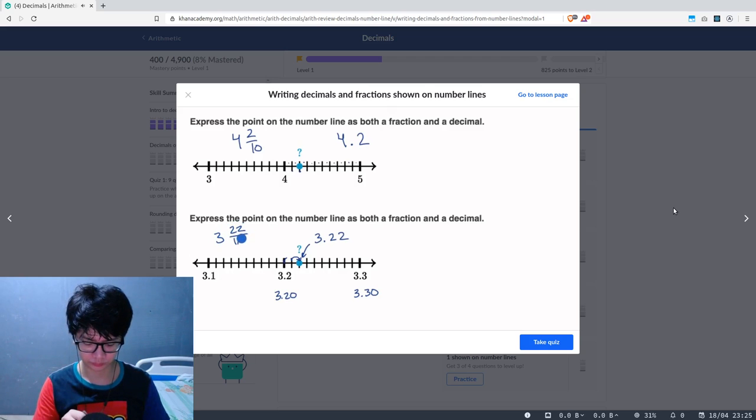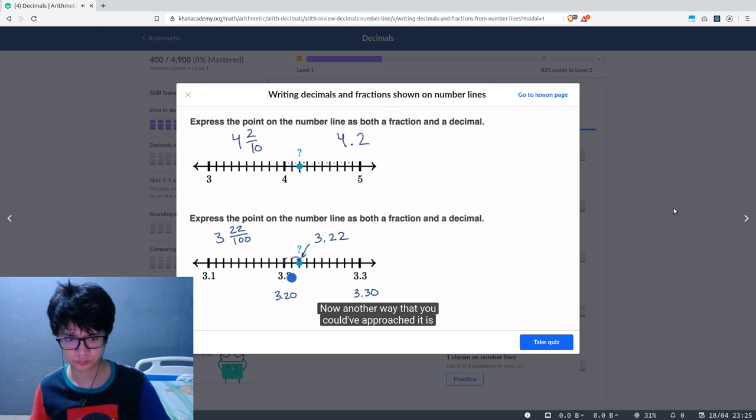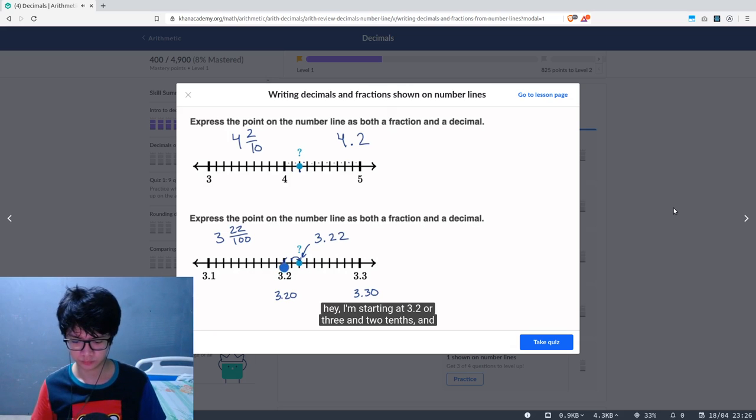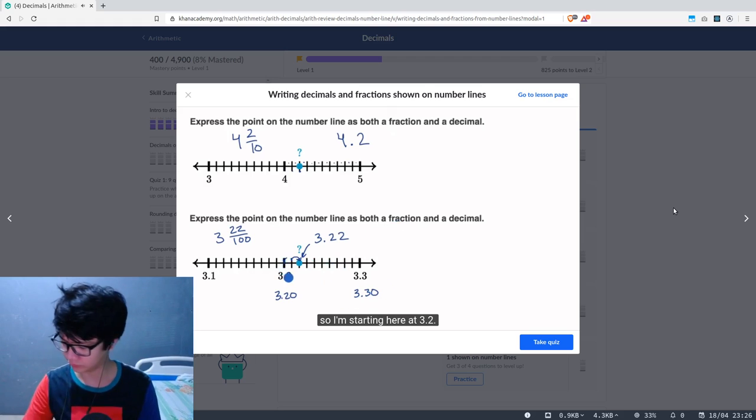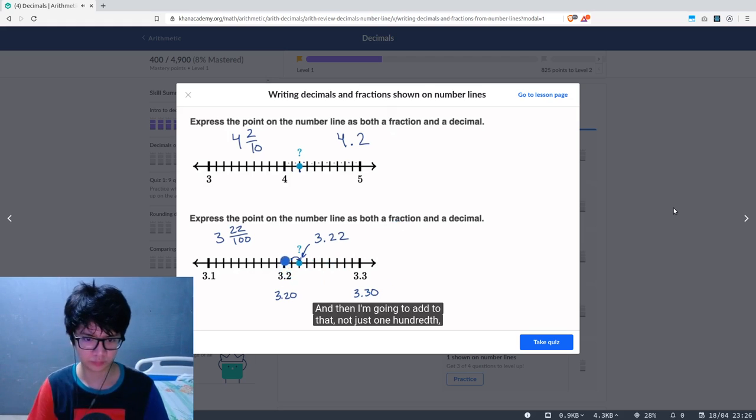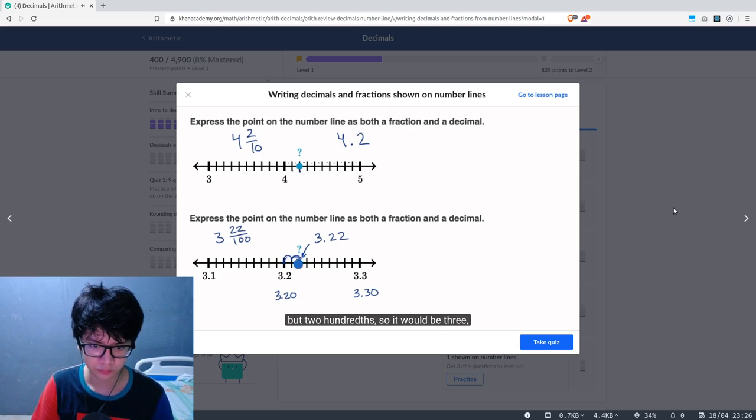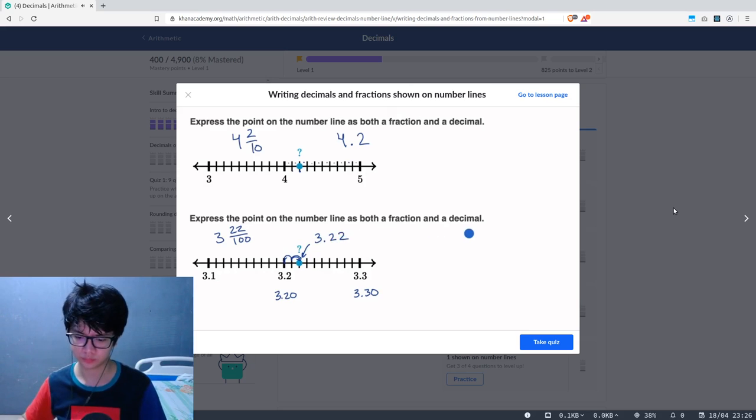22 over 100. Now, another way that you could have approached it is, I'm starting at 3.2, or 3 and 2 tenths, and then I'm going to add to that not just 1 hundredth, but 2 hundredths. So it would be 3, 2 tenths, and then 2 hundredths. And there you have it. We've expressed it as both a fraction and a decimal.